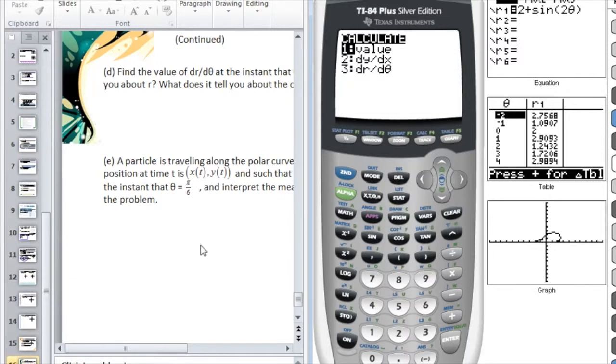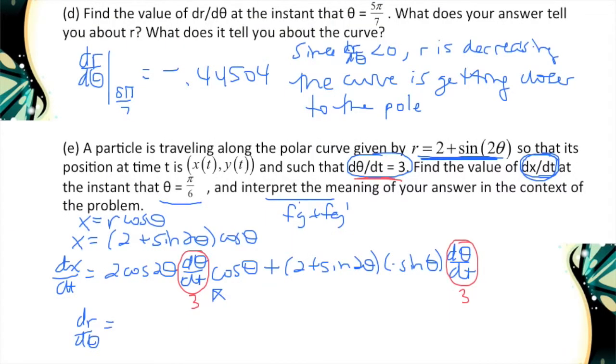I want to take the derivative of the thing that's there. So I'm just using my calculator as a number cruncher for me. The variables don't have any meaning for what I'm doing here. So I do my dr/d theta, and I'm going to do that at pi over 6. Okay, so that's my value. And that's going to give us negative 0.5669. And then we're going to take this and multiply it by d theta/dt. So we're going to multiply this whole thing by 3.